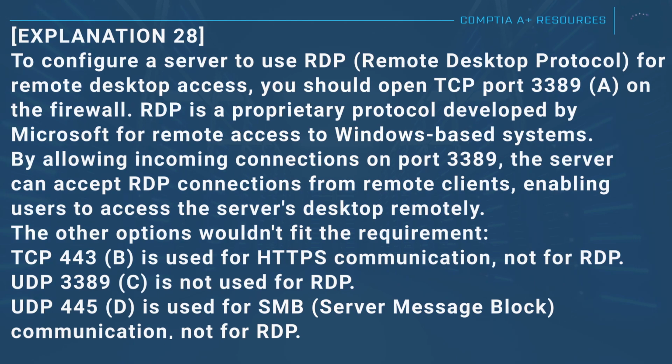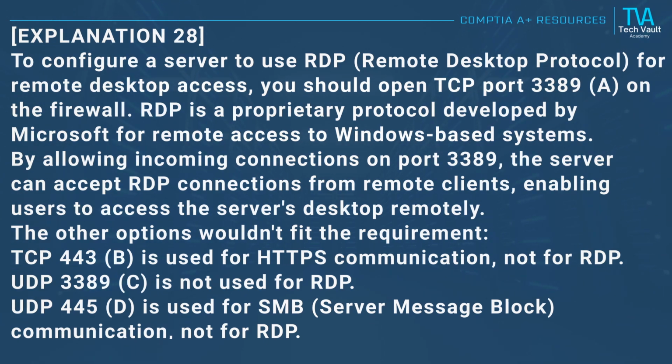To configure a server to use RDP, Remote Desktop Protocol, for remote desktop access, you should open TCP port 3389 (A) on the firewall. RDP is a proprietary protocol developed by Microsoft for remote access to Windows-based systems. By allowing incoming connections on port 3389, the server can accept RDP connections from remote clients, enabling users to access the server's desktop remotely. The other options wouldn't fit the requirement.